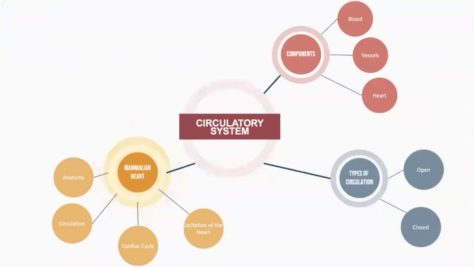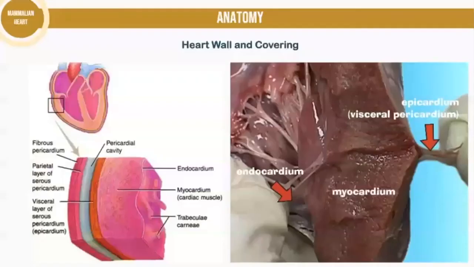Now we will focus on the mammalian heart. Let's first examine the anatomy of the mammalian heart. So of course, we're familiar with the chambers of the mammalian heart. Mammalian heart has 4 chambers. You have your left atrium, left ventricle, right atrium, right ventricle. But now let's look at the heart wall.